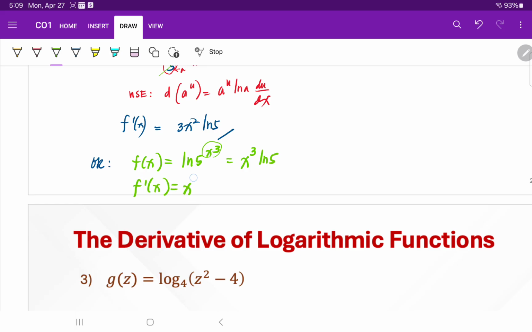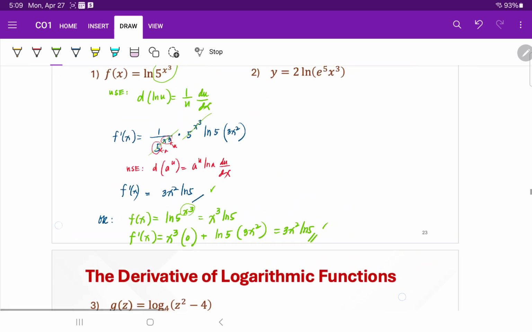So, we copy x cubed. Derivative of ln of 5 is 0 because ln of 5 is constant. Plus ln of 5 times the derivative of x cubed, which is 3x squared. And so we get 3x squared ln of 5. So we get the same answer.